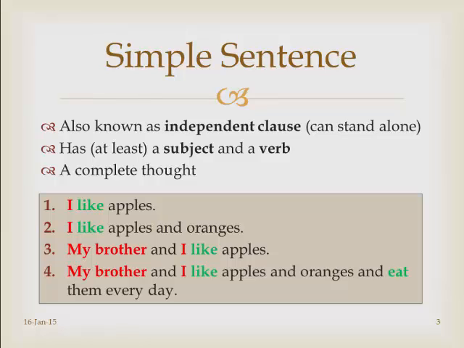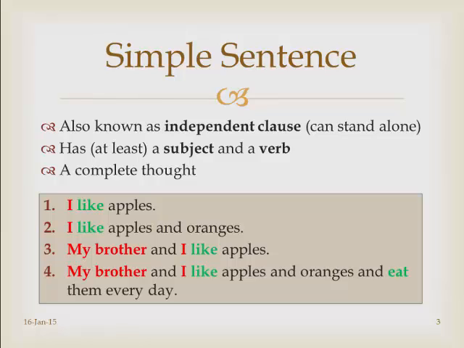My brother and I like apples. This time you have my brother and I being the subject for the verb like. You can have more than one subject, and it's called a compound subject. Doesn't matter, it is still the subject, my brother and I, and you have the verb like apples. Still one single independent clause.